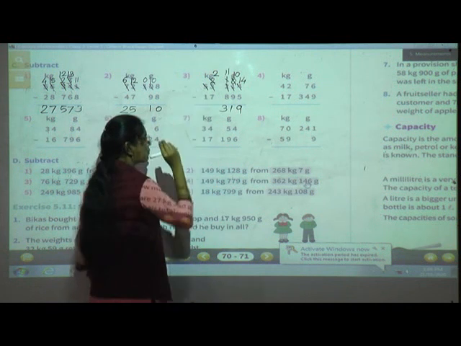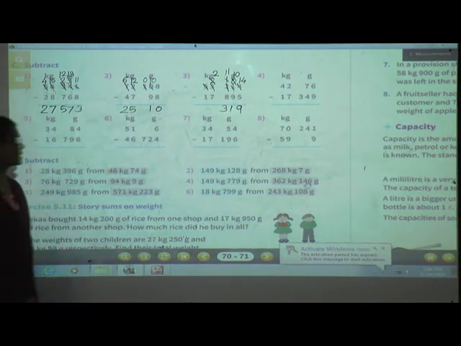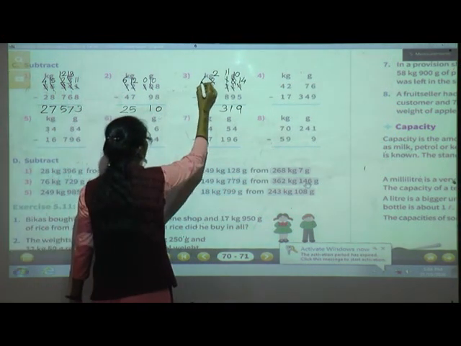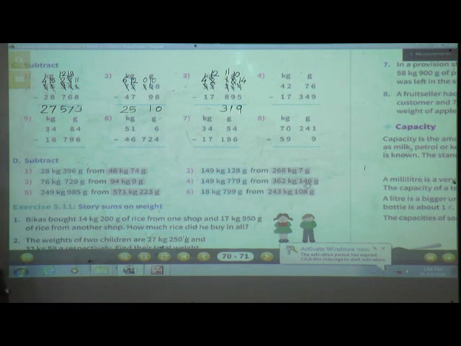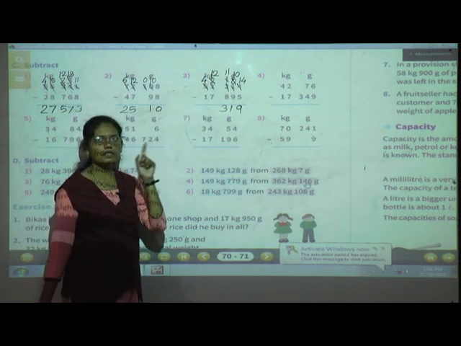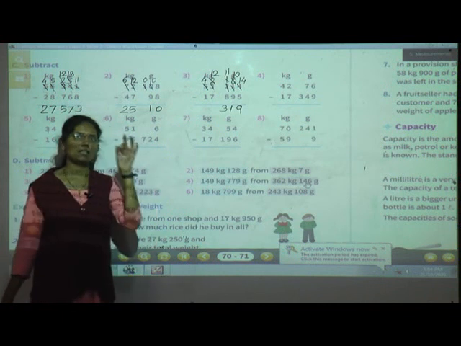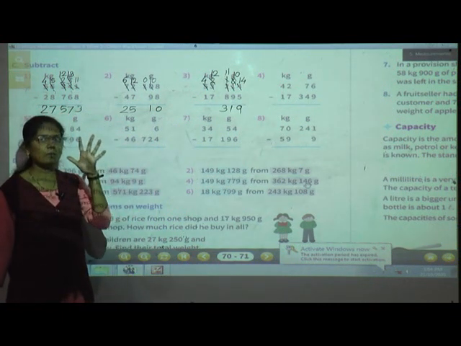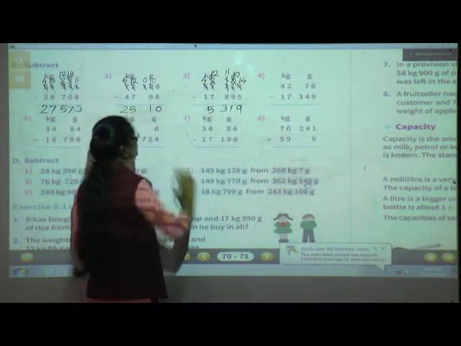Here the neighbor is having 5. We'll take one borrow from the 5. So 5 minus 1, here 4 will remain and this 2 will become 12. Okay. Now 12 minus 7. After 7 you have to count your fingers till 12. Count your fingers: 8, 9, 10, 11, 12. 12 minus 7 is 5. So write here 5.